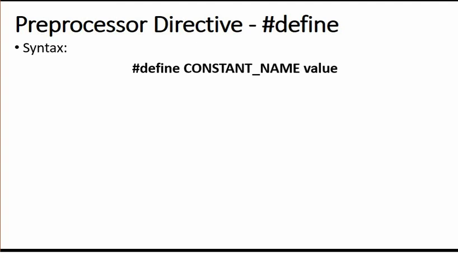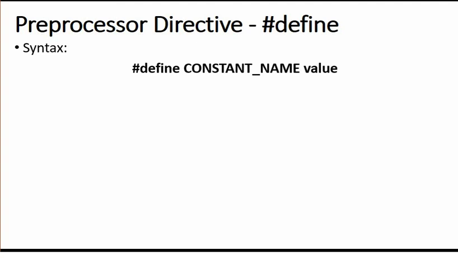Now you're probably saying, how is this different from using the const? The difference between the two is that with a const data type variable, we are reserving space in memory for that constant variable. And then we put a lock on it so that nothing can change the value. Here, the constant name is not a variable. It's just a placeholder, a substitution.